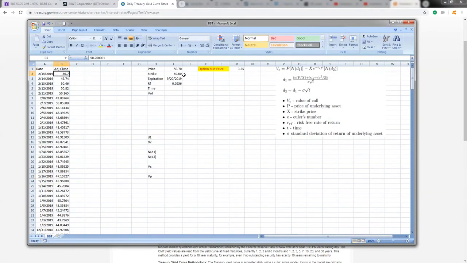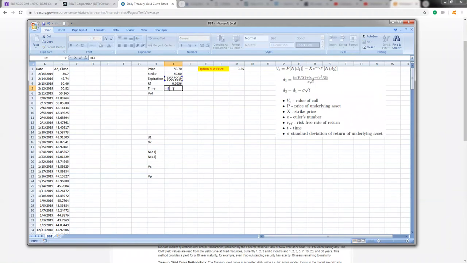Okay, so again, the current price I just used is the last close today. The strike price of 50. We're interested in the call that expires on September 20th of this year, 2019. The risk-free rate is 2.56%.